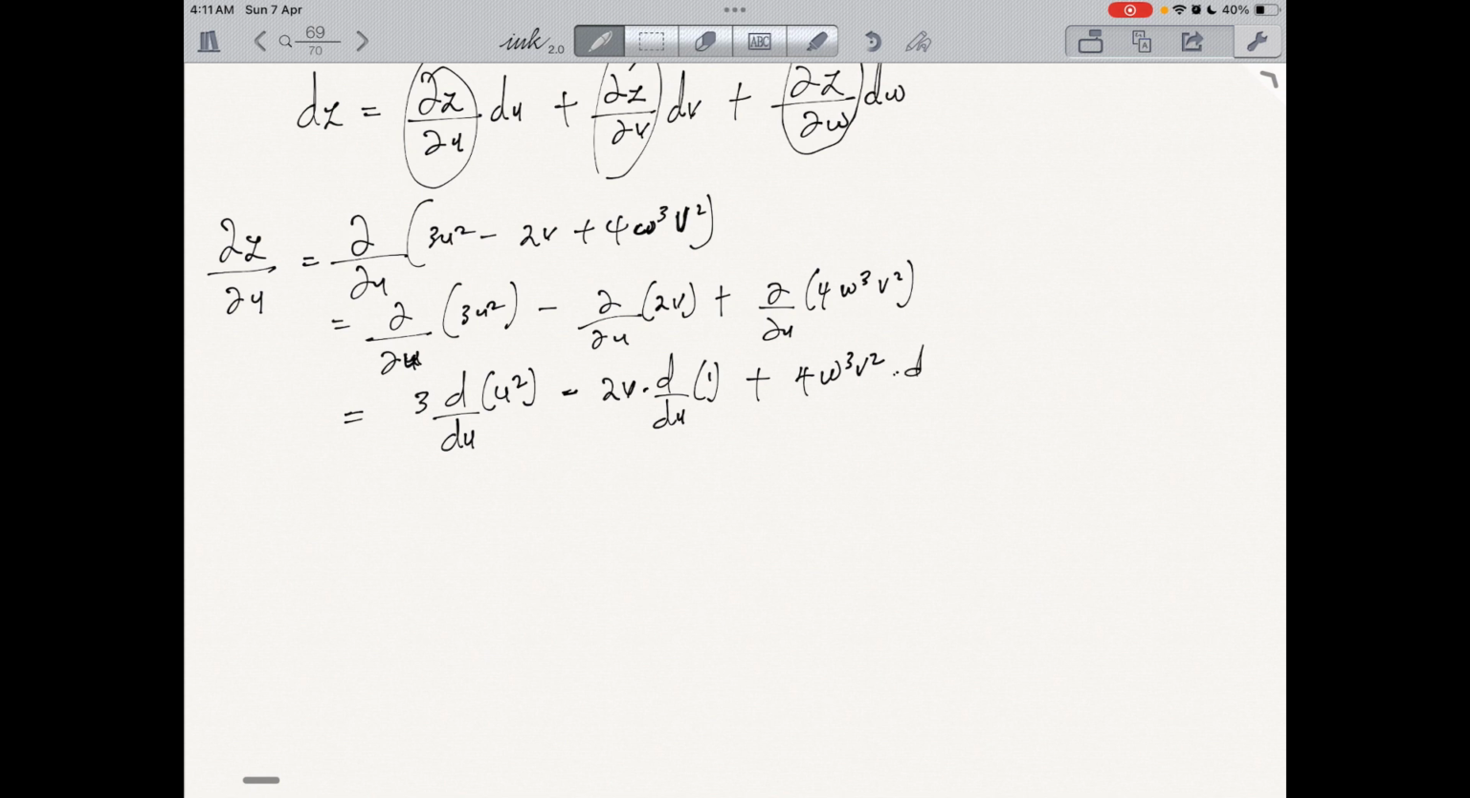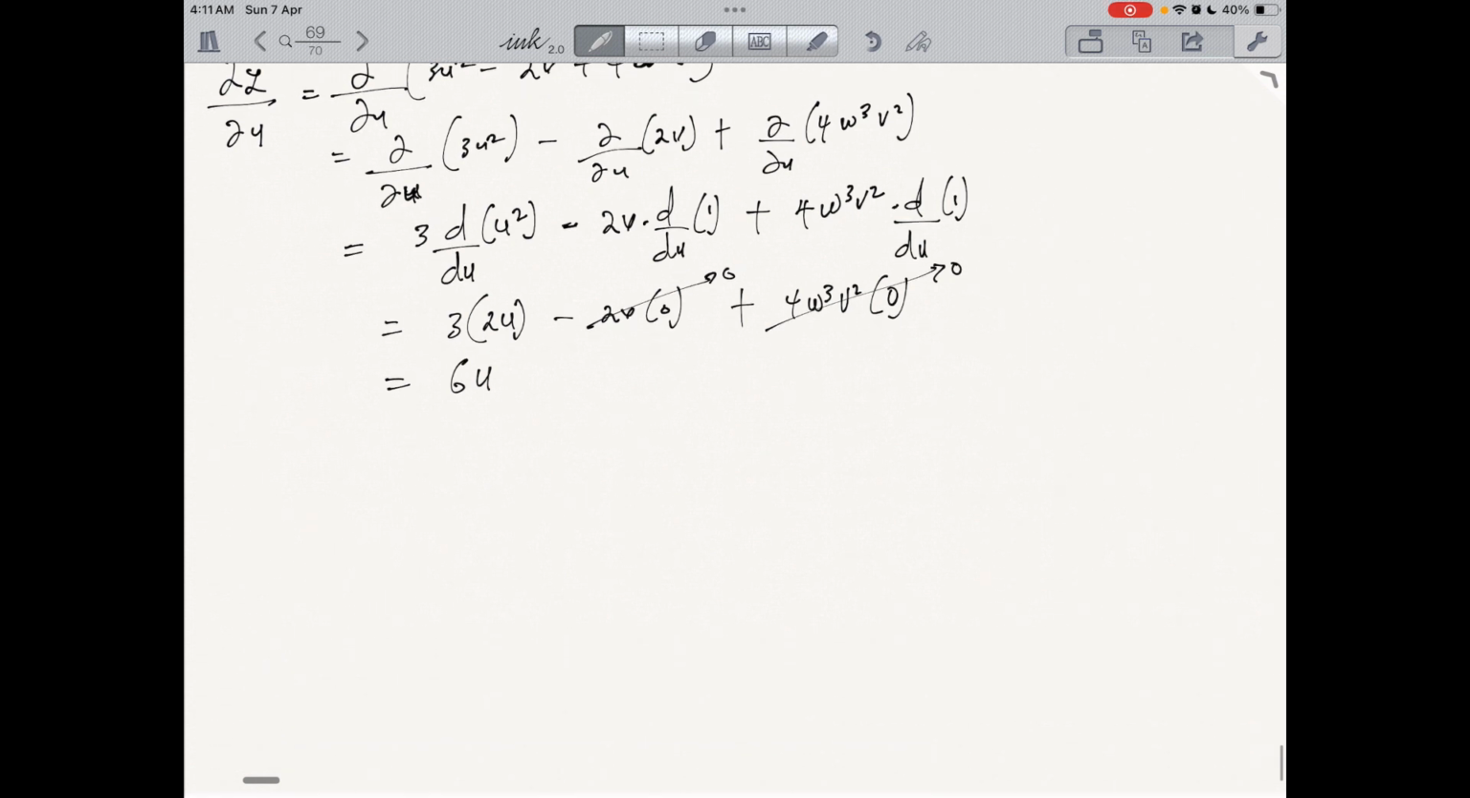And d/du of u. Now this will give us 3 into 2u minus 2v into 0 plus 4w cubed v squared into 0. This nullifies to 0, this nullifies also to 0. And our answer here will be 6u. The same thing is done for dz/dv.